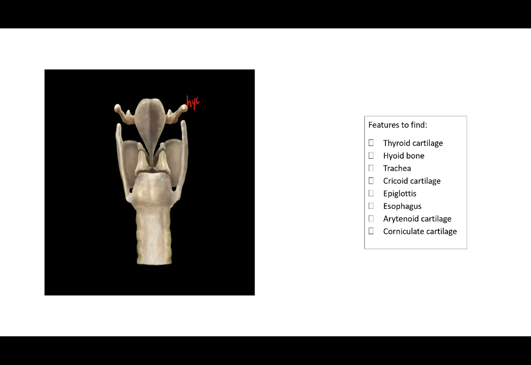We have the hyoid bone. We have the epiglottis. We have the thyroid cartilage. We have the cricoid cartilage. And we have the trachea. And so we've seen those in all the other views.